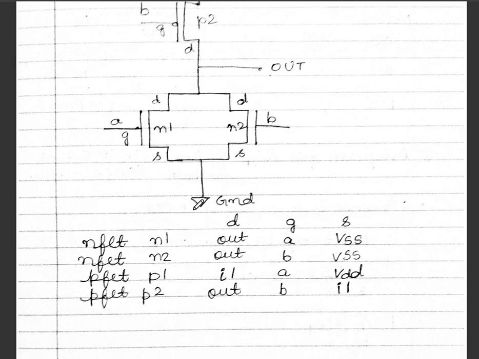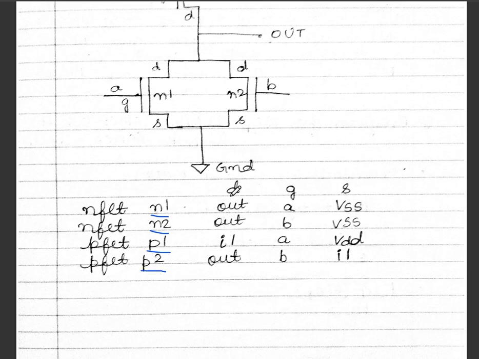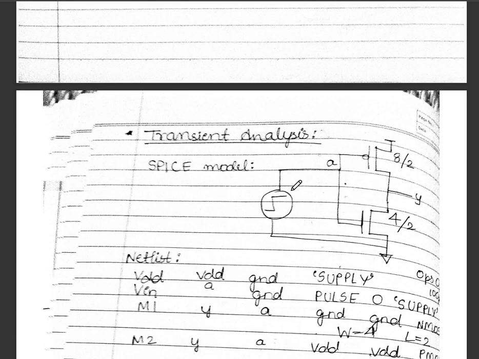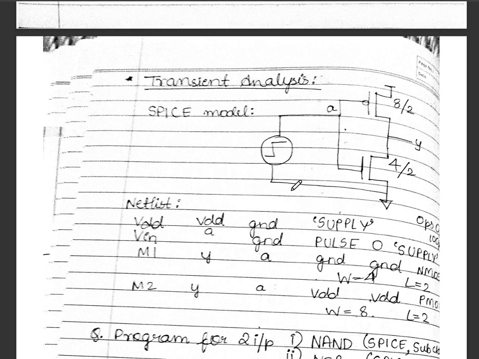In the NOR gate, we will consider two N MOSFETs N1 and N2 and two P MOSFETs P1 and P2, then represented in the form of a table based on the output and input values present in the drain, gate and source terminal. Next is the transient analysis. It is also called the SPICE model.